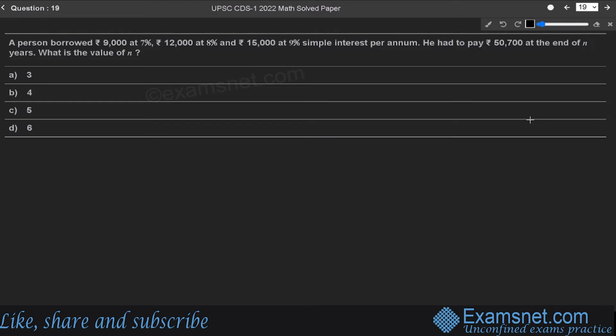Next question is, a person borrowed 9,000 at 7%, 12,000 at 8%, and 15,000 at 9% simple interest per annum. He had to pay 50,700 at the end of n years. What is the value of n? See, it is a question from simple interest, and it is a very simple question because most of the values are given in the question. Time is n years.